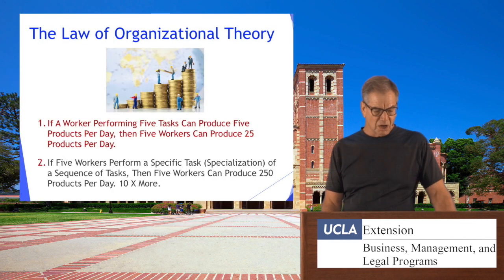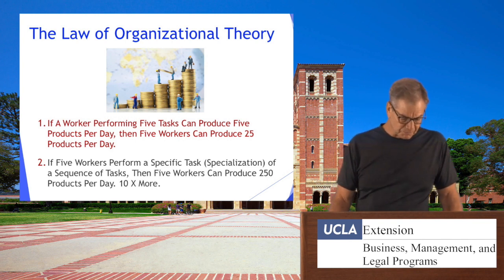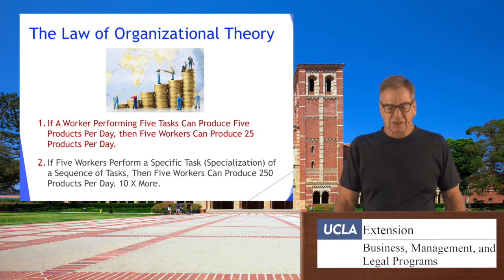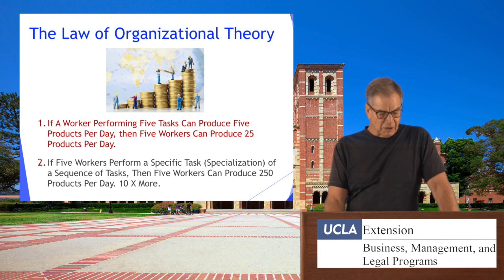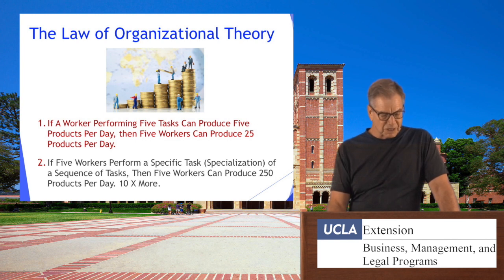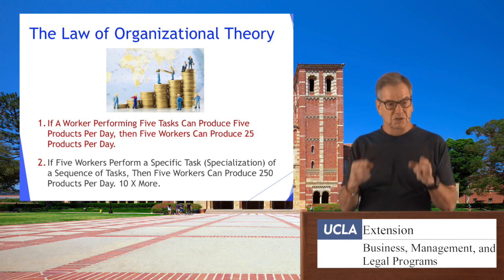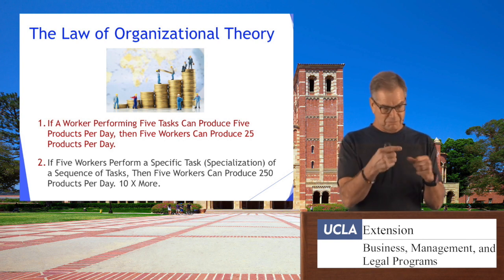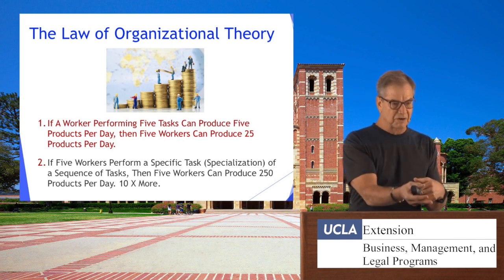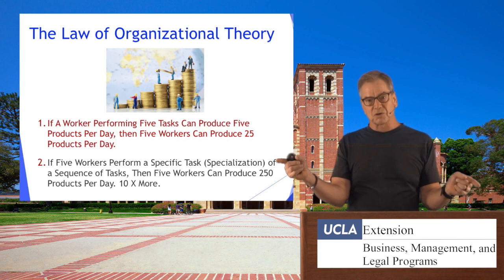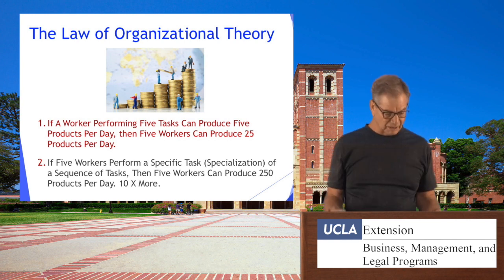We'll talk about the law of organizational theory for a little bit. And this is a classic example. If a worker performing 5 tasks can produce 5 products per day, then 5 workers can produce 25 products a day. 5 times 5. Each worker does 5 different things to produce 5 products. And we got 5 workers, so 5 times 5 is 25.